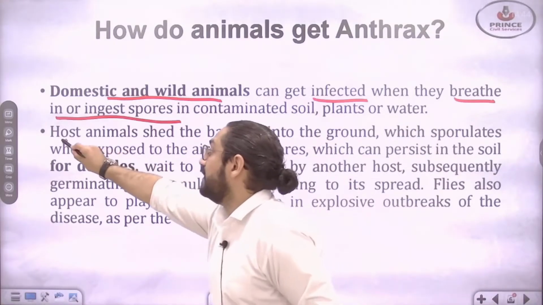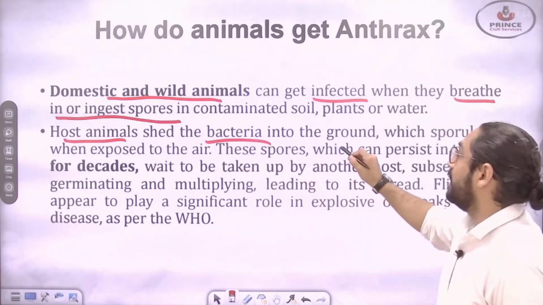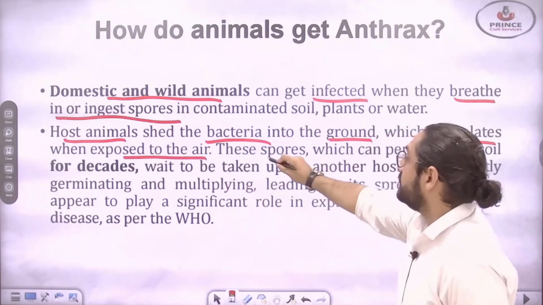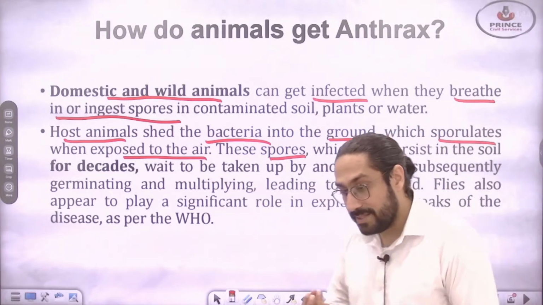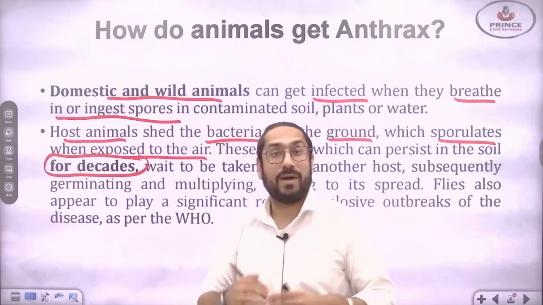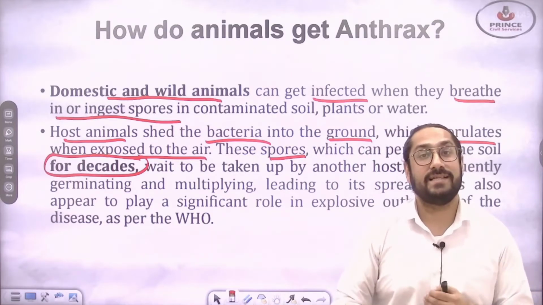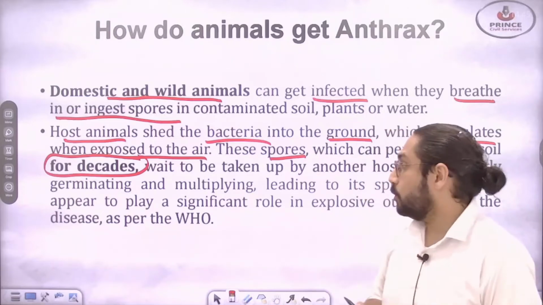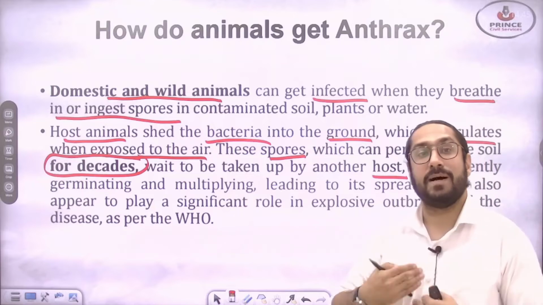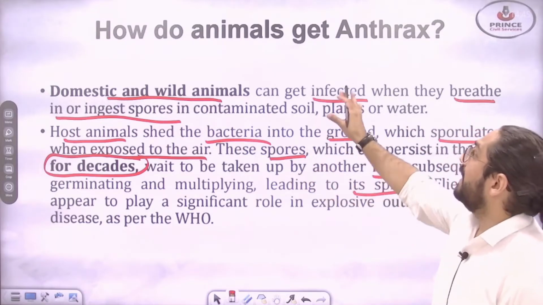Now, when the animal is infected, the animal starts shedding the bacteria into the ground, which sporulates when exposed to the air. When these spores are formed, they can survive for decades. This is a very important line. Anthrax spores can lie in the soil for decades, in the inactive form. When they are carried by another host, they multiply, they germinate, and then there is its spread. So this is how animals get anthrax.